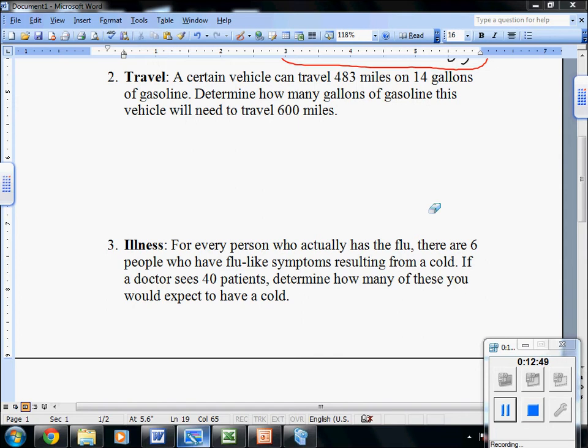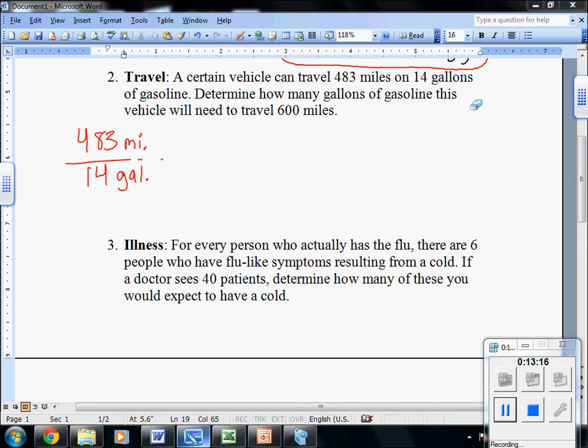So out of that habit, I'm going to go ahead and put miles on top and gallons on bottom, especially because that's the order they gave it to us. But mostly because we're used to thinking of it as miles per gallon and not gallons per mile. So I'm going to go ahead and write that proportion, and I said to use a different color. So we'll do that in red. So we have 483 miles over 14 gallons. That's our rate.